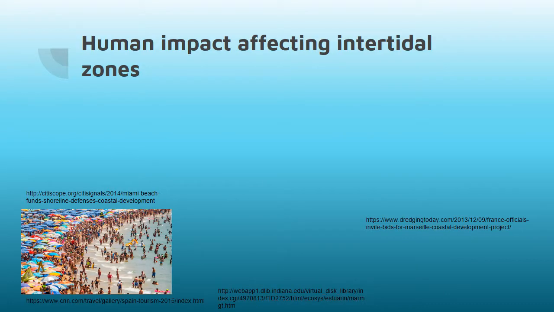So to close off, I want to talk about some of the human impact affecting intertidal zones, because we know that tides affect intertidal zones because they kind of dictate the way that these organisms live and the way that they had to adapt to this lifestyle. And humans actually cause a big impact as well.